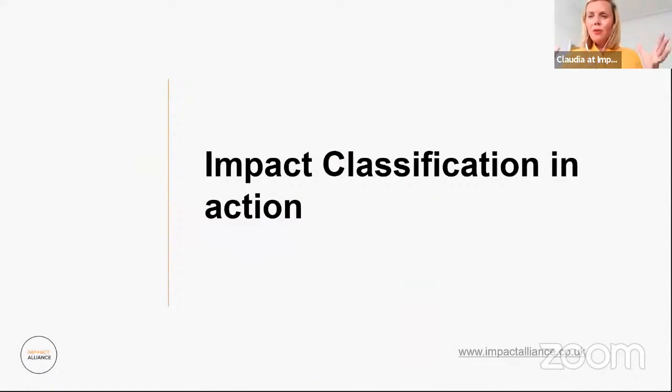So now I've given you a really baseline understanding of what impact classes are and why we think impact classification is timely, because it aligns well with regulation, but it's something that practitioners can actually use today while we wait for standardization in this space. I want to show you how it works in action.